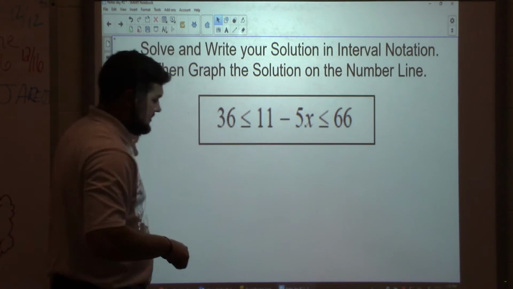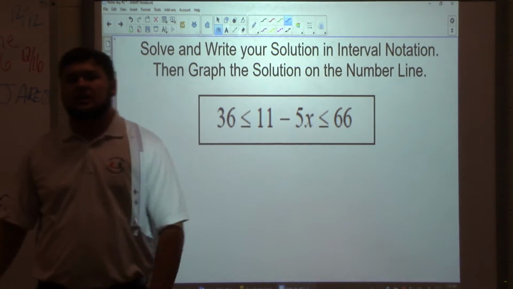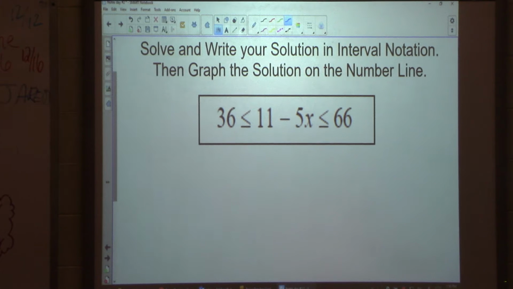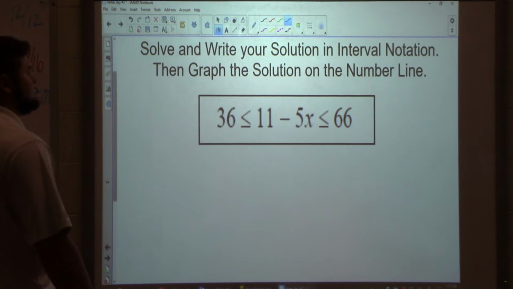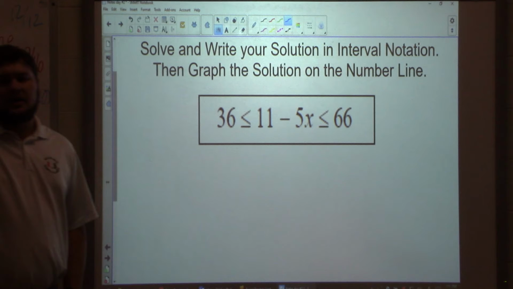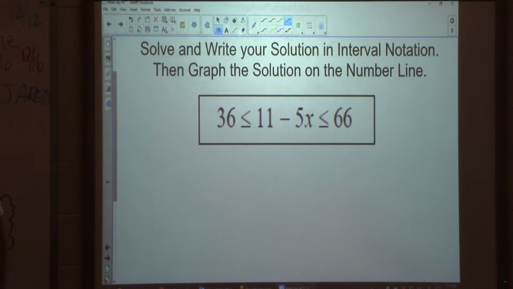Okay, first and foremost, guys, what type of statement would this be? And or? And, right? It's a compound inequality. It's an and statement. 36 less than or equal to 11 minus 5x less than or equal to 66. They want us to solve, write interval notation, and graph. We have 3 things to do.